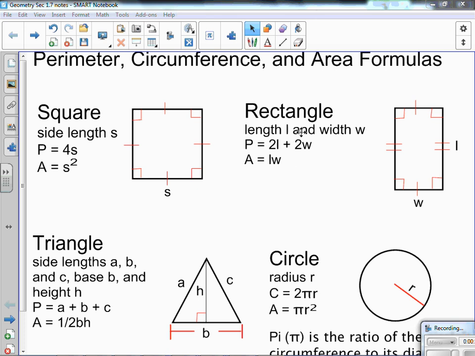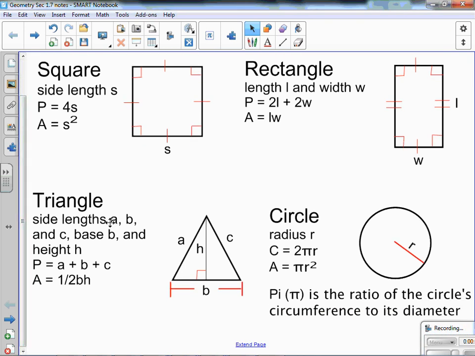For a rectangle, we have a length and a width. So long side's the length, short side's the width. Perimeter for a rectangle is 2 times the length plus 2 times the width. Or the area, to find it, we just multiply the length times the width.